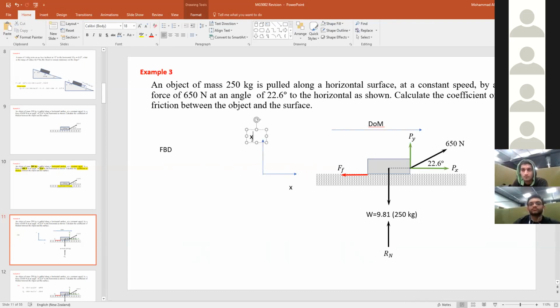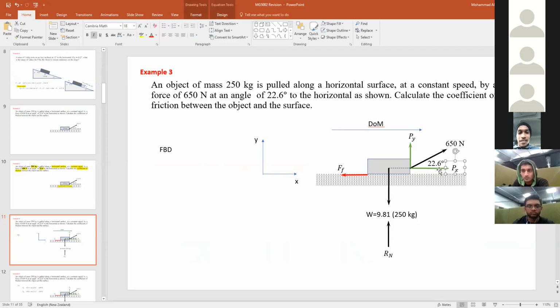Sadly, many of you will say, why are we doing this level of question? Sadly, many of you will lose marks. As you've seen in the test, you will lose marks because you forget to put the coordinate axes, or you're not really clear. So this is the free body diagram.